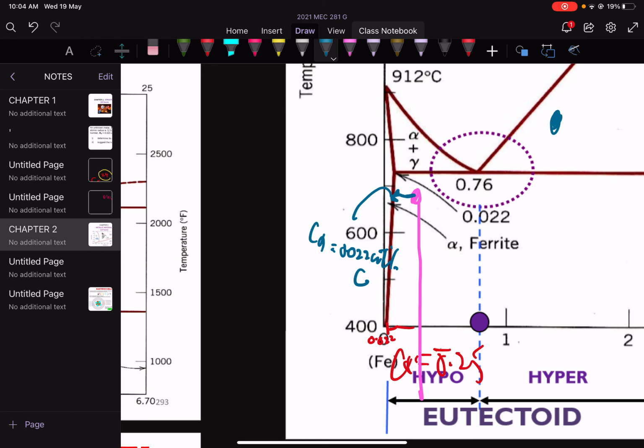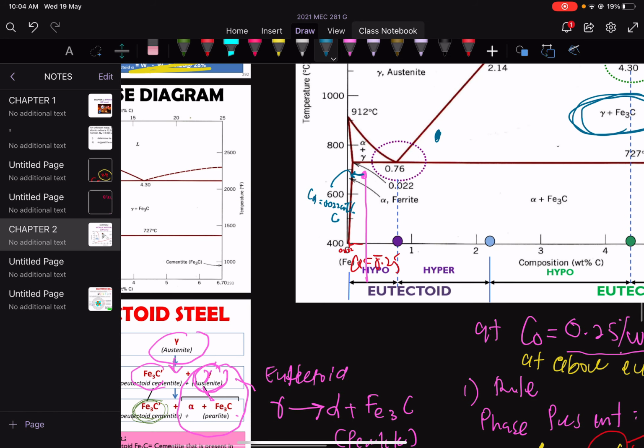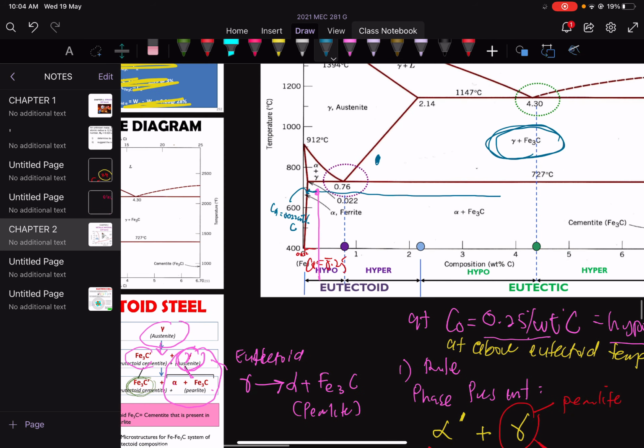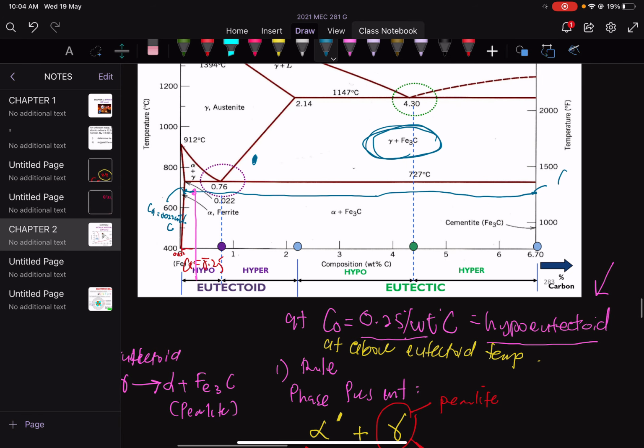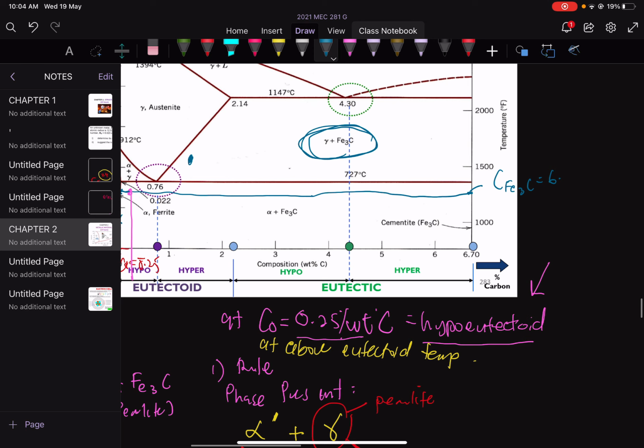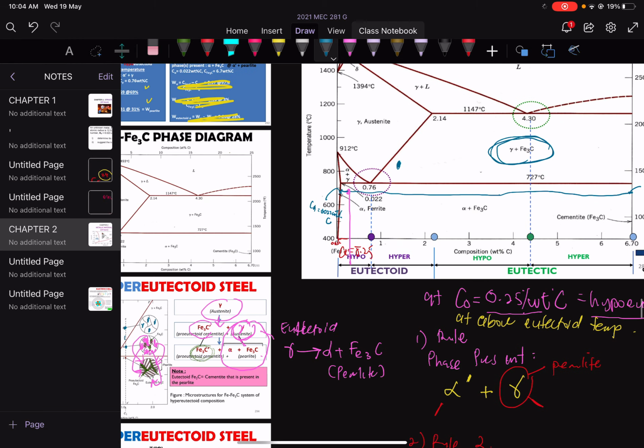Then we need to find cementite. Where is your cementite? So you draw the line until you meet cementite. Before meeting cementite, cementite is here, at the very end. Okay, so the composition of cementite, Fe3C, is 6.7 weight percent of carbon. Okay, and then like before, this one is R, this one is S.